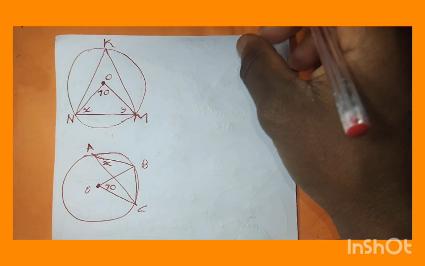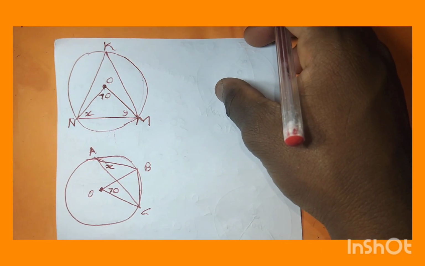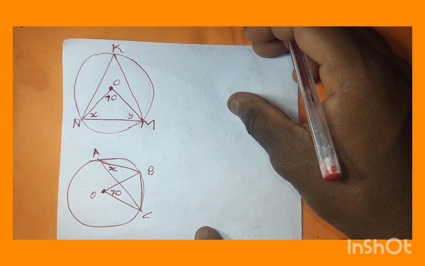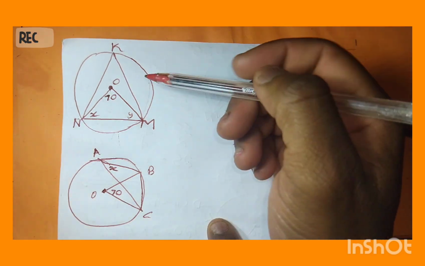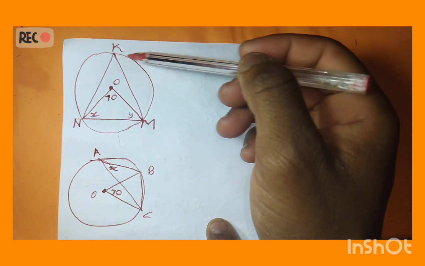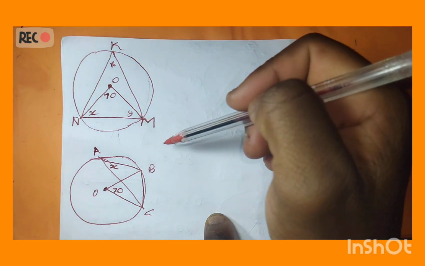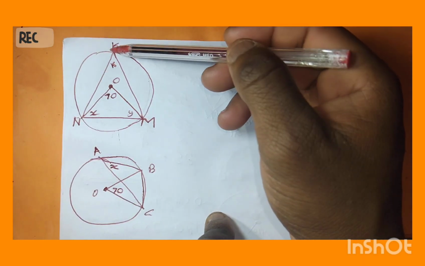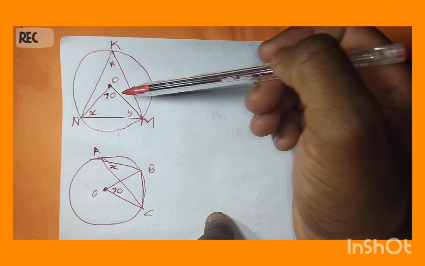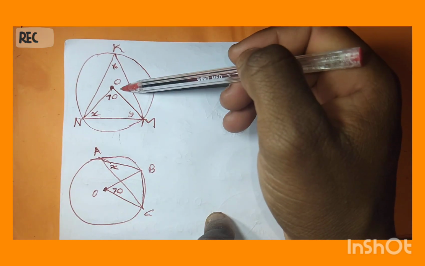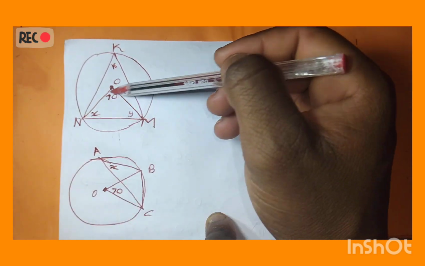In this lesson, I'll be doing Euclidean geometry for circles. So imagine you come across a question like this, and they need you to solve for what? For x, k, y.